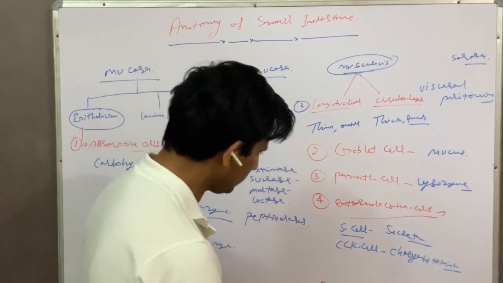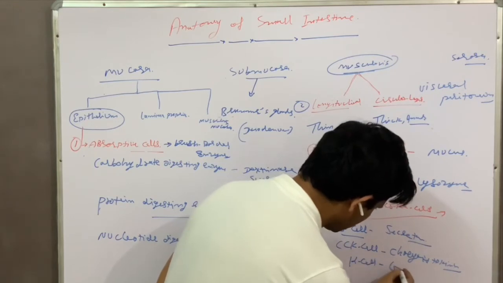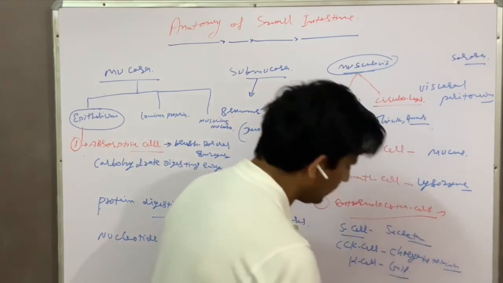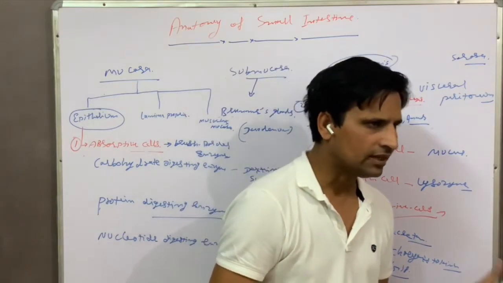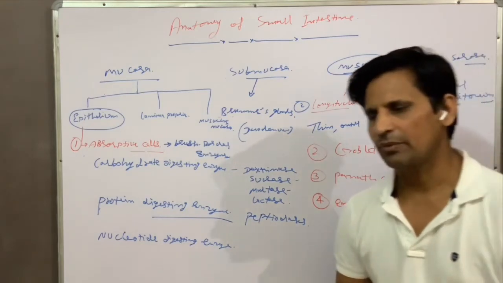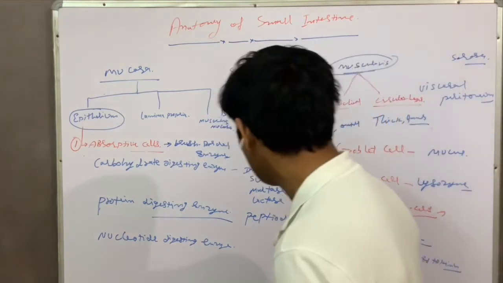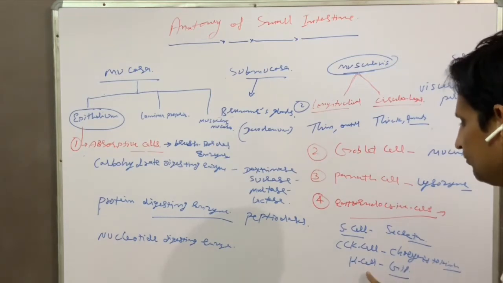And the third important one is the K cell. K cell secretes GIP. We will discuss it later. But K cell secretes glucose dependent insulinotropic peptide. So glucose dependent insulinotropic peptide is released by the K cell.